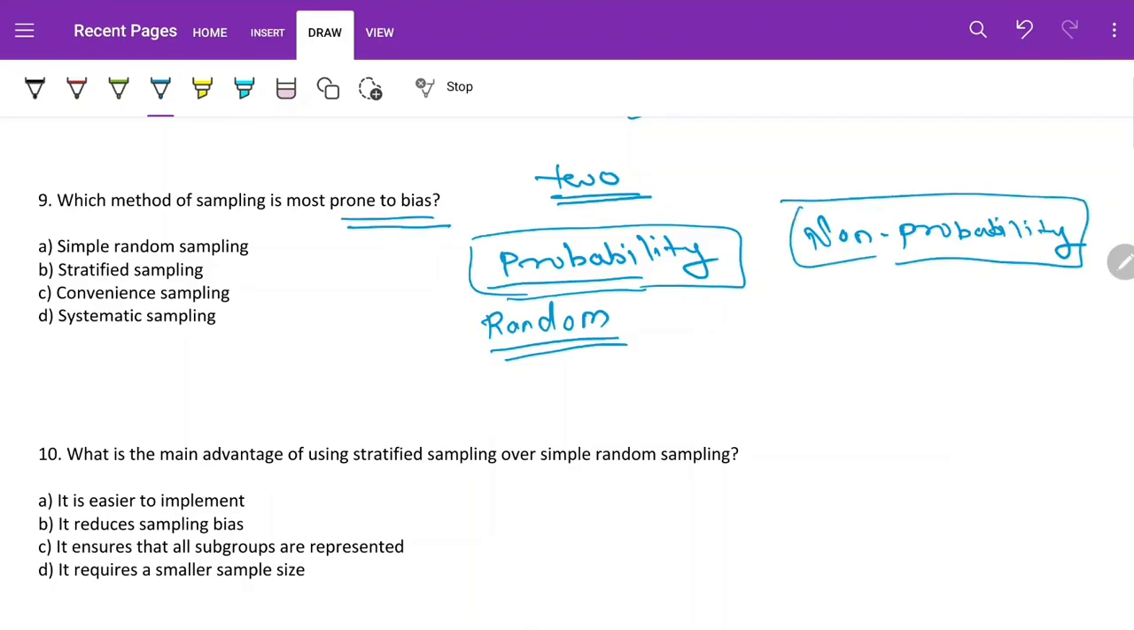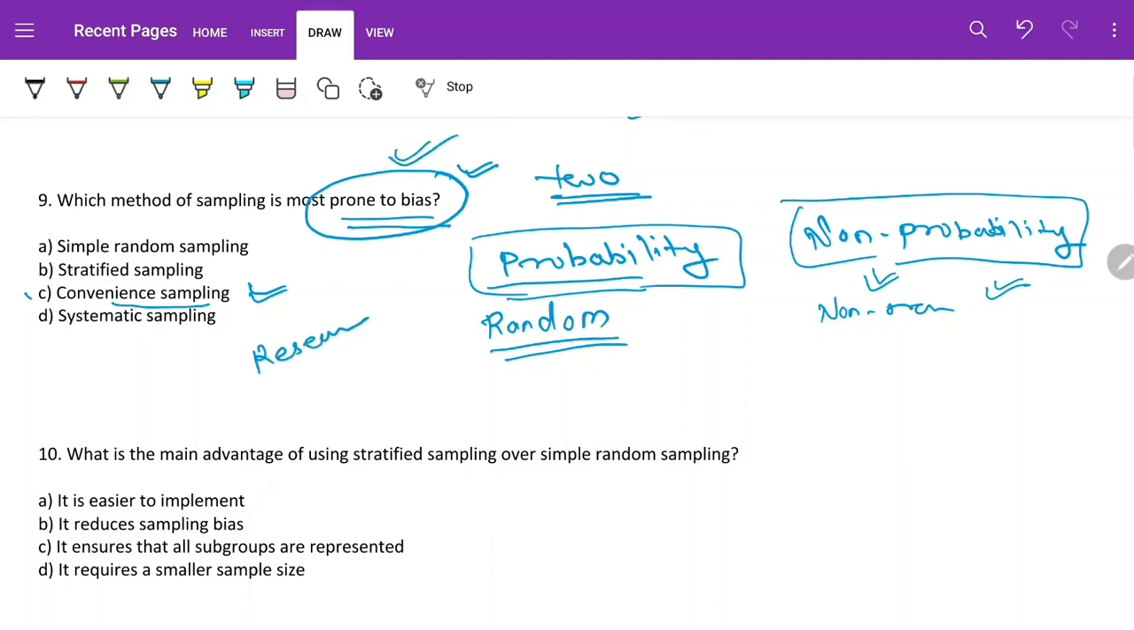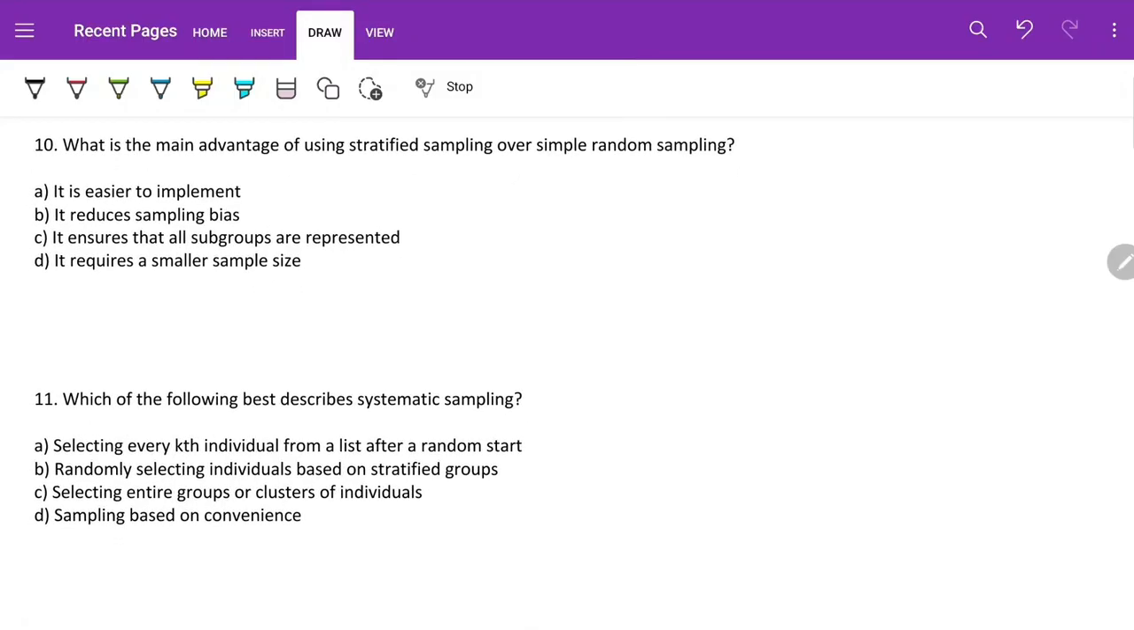And in non-probability sampling procedures, there are various methods to choose a sample. The non-probability sampling methods, being non-random, are most prone to bias. And from our options, we can see that convenience sampling is non-probability sampling, so it is more prone to bias. Convenience sampling is the selection of sample units according to the convenience of the researcher. So it is more prone to bias.